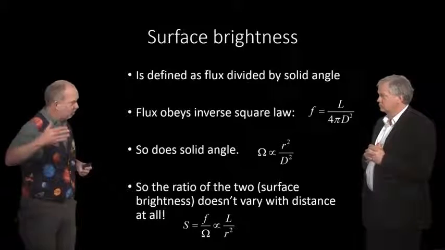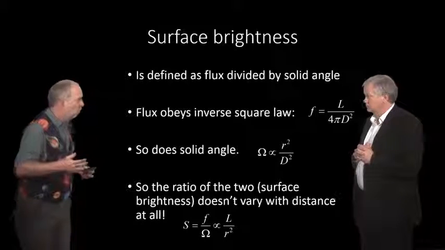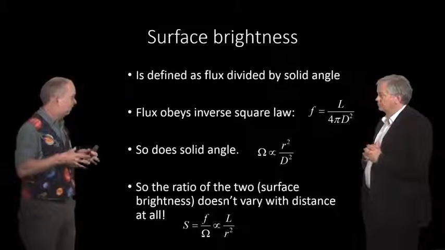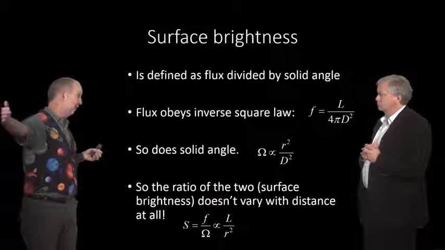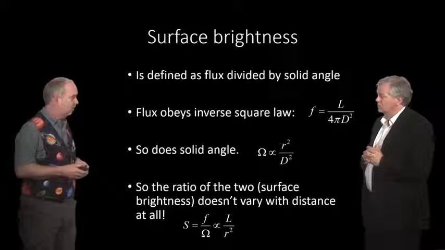So if you could measure the surface brightness of one of these similar stars in our own galaxy, it's going to be the same as the one in the Magellanic Cloud. No corrections needed whatsoever. That's very convenient.